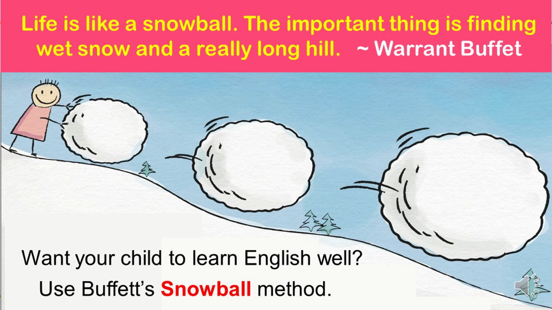One day, I suddenly thought of what is the simplest way to accumulate English learning ability for a long time at home. Then I thought of Warren Buffett, the stock market master. Everyone should know him. He is one of the top 3 richest guys in the world. People asked him how he did it, and he said this: "Life is like a snowball. The important thing is finding wet snow and a really long hill." His meaning is that if you find good stocks and hold them for the long term, compound interest will accumulate and your profits will grow.